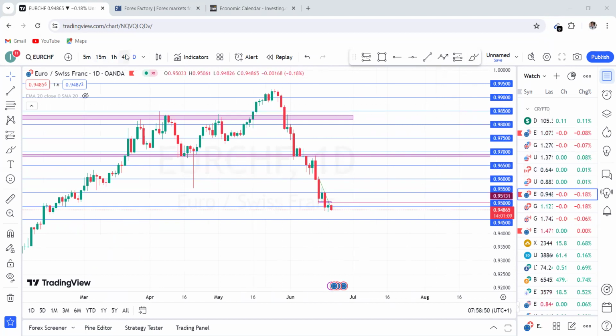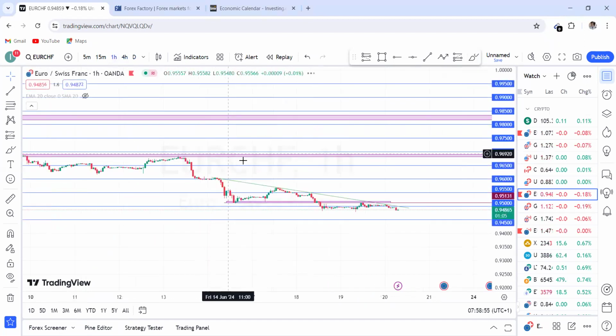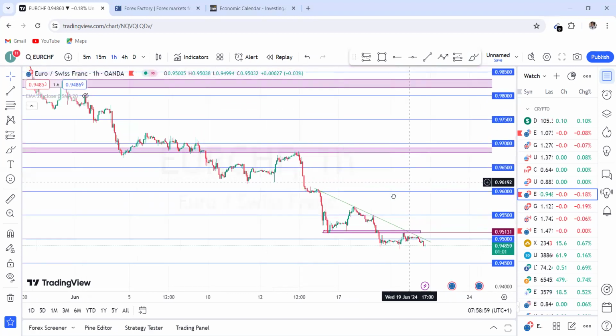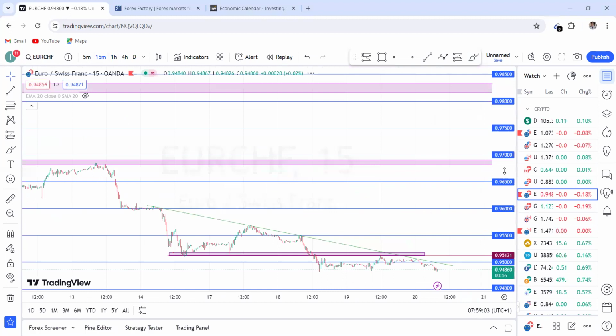We go to the 4 hour time frame, and we see it is still on that downtrend. Go to the 1 hour, same thing, still on that downtrend. But then I execute my trades on the 15 minute time frame. So let's look at what happened yesterday.